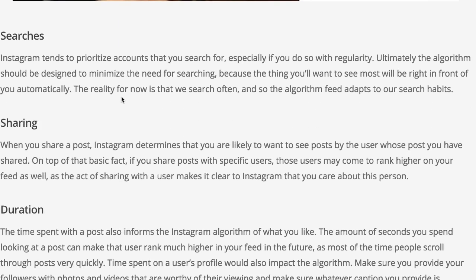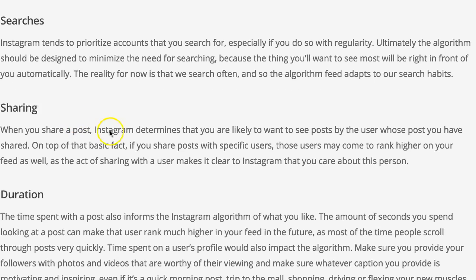Searches. Instagram also tends to prioritize accounts that you search for. So if you search for a specific account that maybe you're not following, or you are following and those posts aren't showing up higher on your feed, the more you search for that account and the more you interact with that account, the higher up that account is going to deliver posts in your feed.